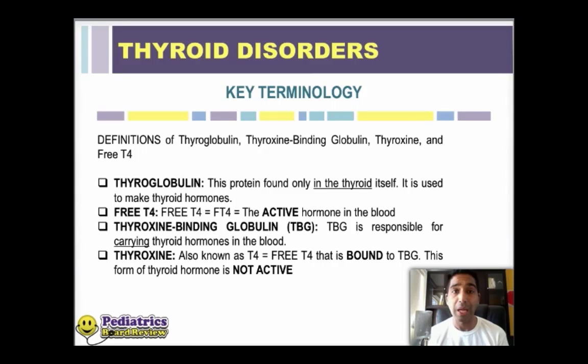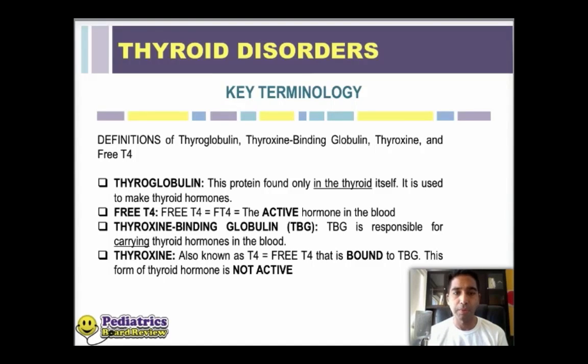As far as thyroglobulin is concerned, I want you to remember that this is something that is inside the thyroid gland. It's not something that's out there necessarily interacting with the rest of your body. It's literally inside the thyroid gland. If you have no thyroid gland, you're not going to have any thyroglobulin. So this is a protein that's found only in the thyroid gland itself. It's used to make thyroid hormones.